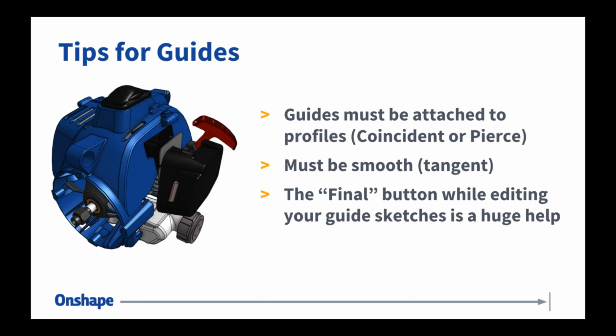And that's another thing too, if you have several profiles in your loft, and you have a guide that connects all of them, make sure that the guide is attached at each profile using either coincident or pierce. So that's a very important thing. The next thing is they must be smooth. As I mentioned before, make sure that you have a smooth transition. Don't have sharp transitions in your guides. Add a sketch fillet, some kind of smooth transition so that you do not have that sharp corner. So that's another big tip.